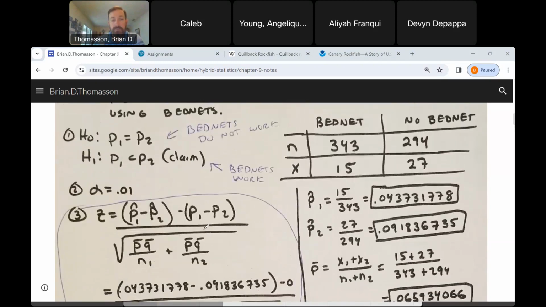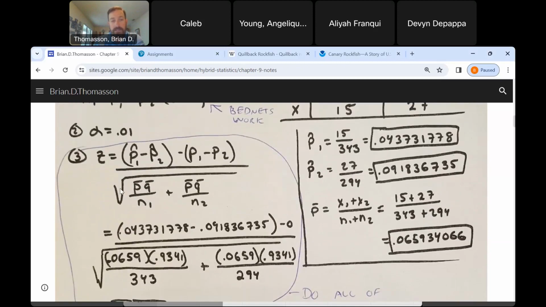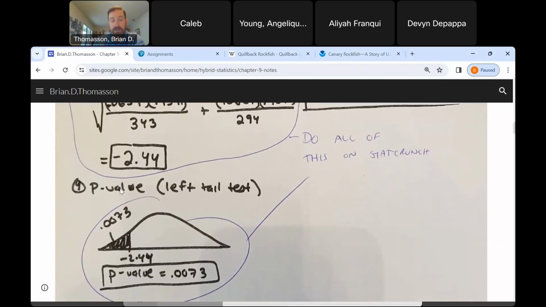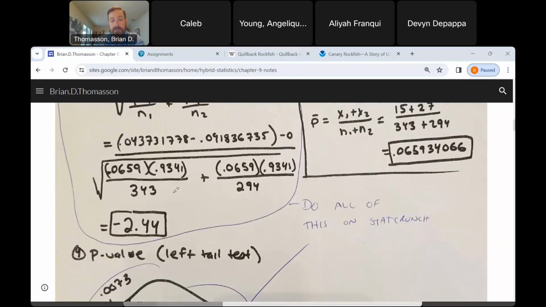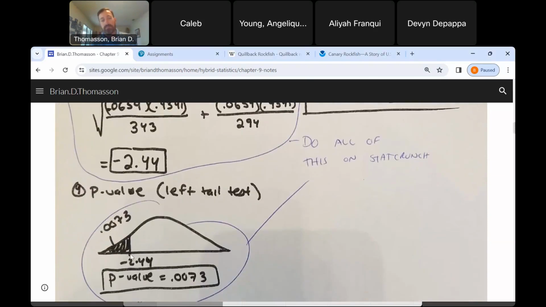All right. So the first three steps are the exact same as what we did last week. We have to find our H0, H1. We find our alpha. We find our test stat in step 3, and then we find our p-value. Since this is a left tail test, we've got to find just the left side for the p-value. Okay, so the p-value is the left side, less than the test stat of negative 2.44, and we get a p-value of 0.0073.